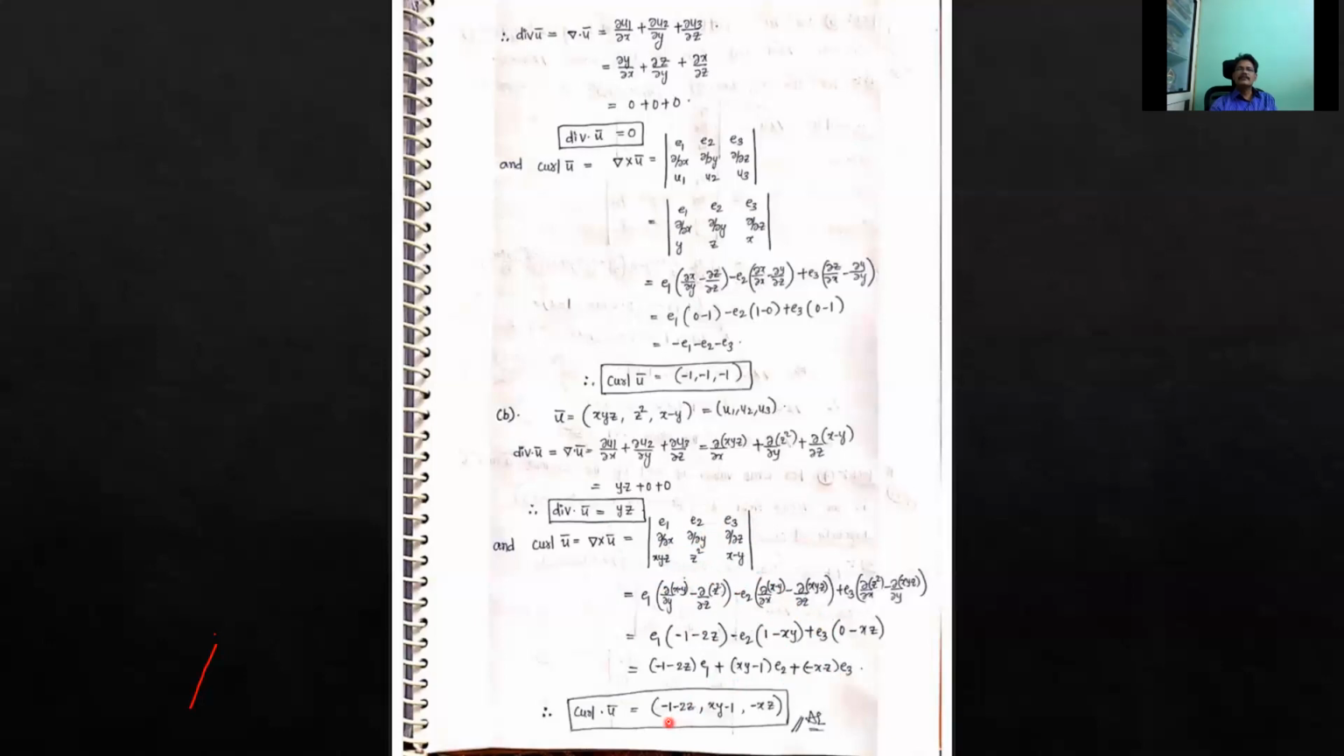So finally we can write curl u bar as minus 1 minus 2z, x y minus 1, minus x z. And this is the divergence, which is very simple. Finding the divergence: differentiate the first coordinate partially with respect to x, second with respect to y, third coordinate with respect to z. Adding these three will give the divergence. Curl means this determinant.